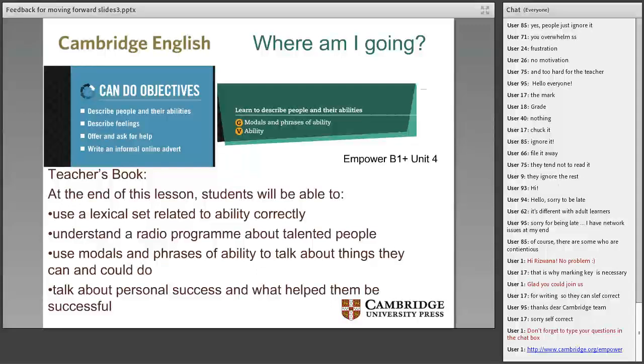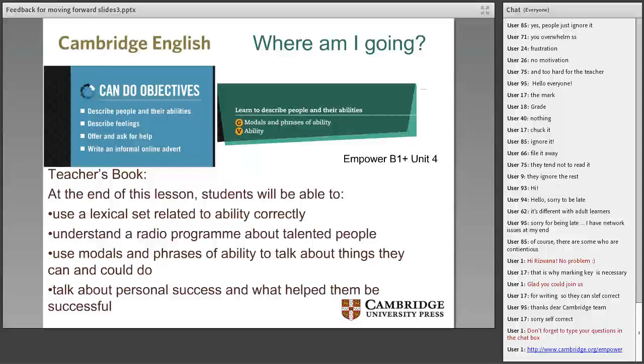So at the beginning of the first lesson, they have these objectives in the green box. Learn to describe people and their abilities, and this is broken down into modals and phrases of ability and vocabulary about ability. So there we're more specific.